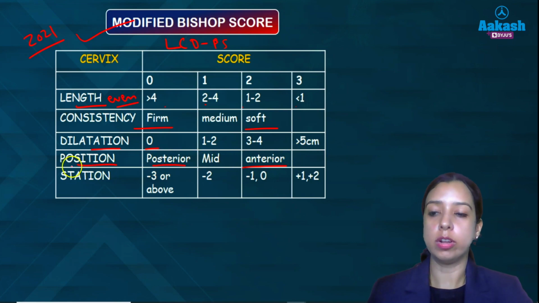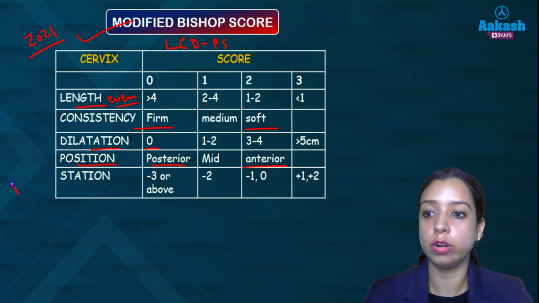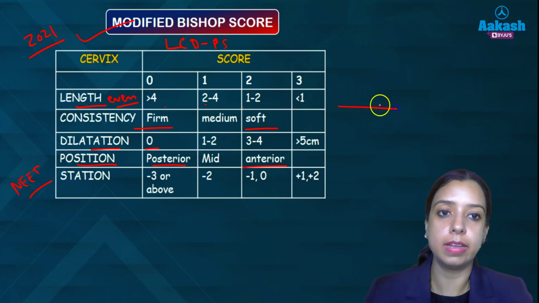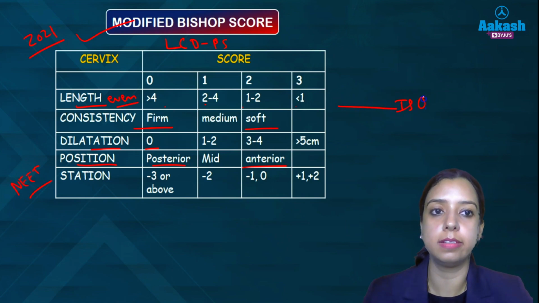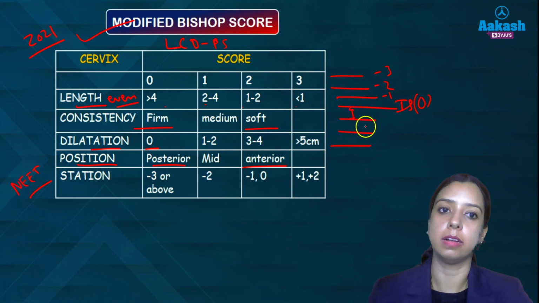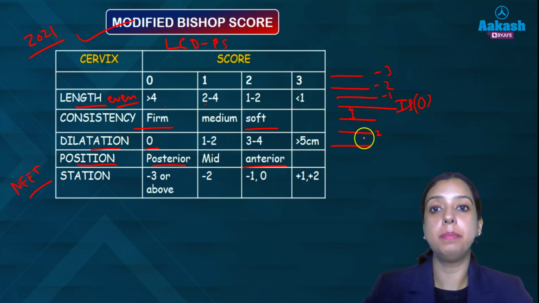Station. A question has been asked in NEET on the station. What do you mean by fetal station? Fetal station is telling you how far the presenting part is from the ischial spine. Ischial spine is your 0 station. Anything above ischial spine is negative: -1, -2, -3. Anything below ischial spine is +1, 2, 3. 1 means 1 centimeter, 2 means 2 centimeter. So plus means centimeters below ischial spine.